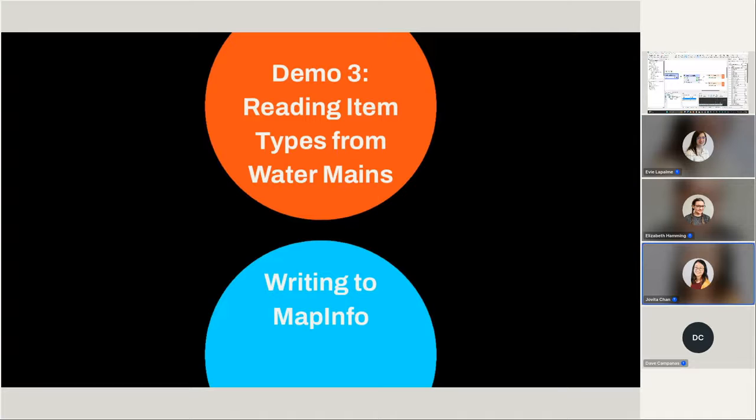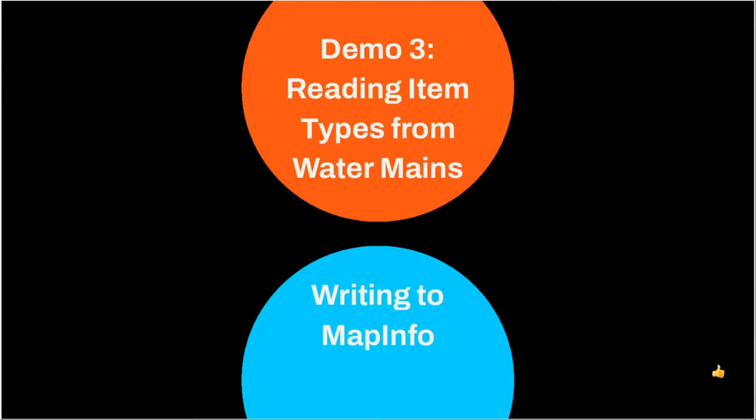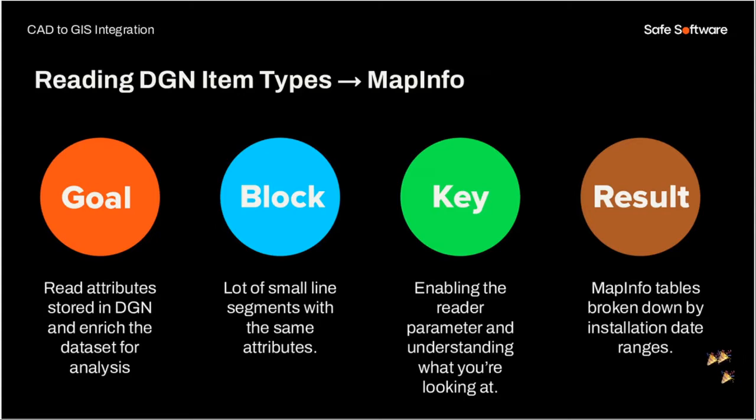That's me. We will now be looking at reading item types from water mains and then writing to MapInfo. We do love a good DGN reader talk. So in this workspace, we'll be looking at taking these attributes, or item types, or attribution that's stored in DGN, and we want to enrich this data set for analysis.